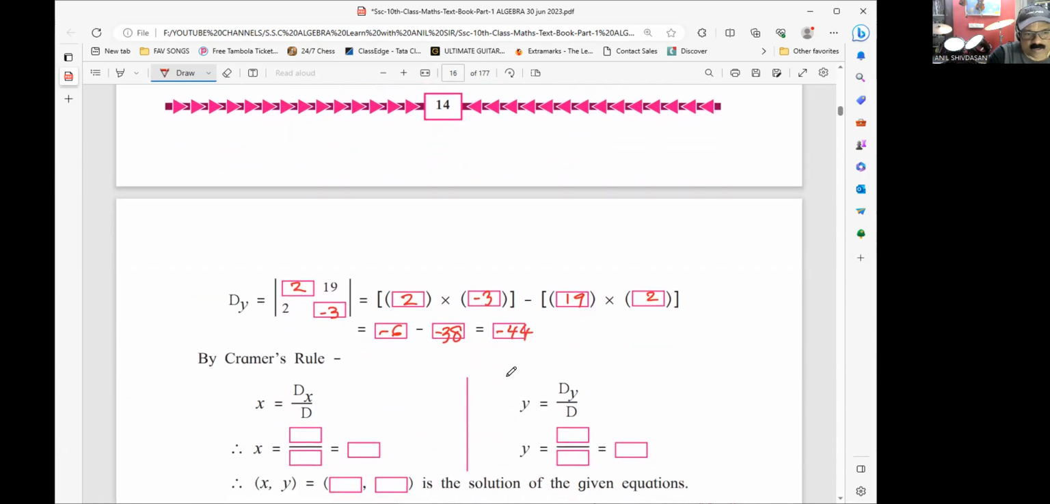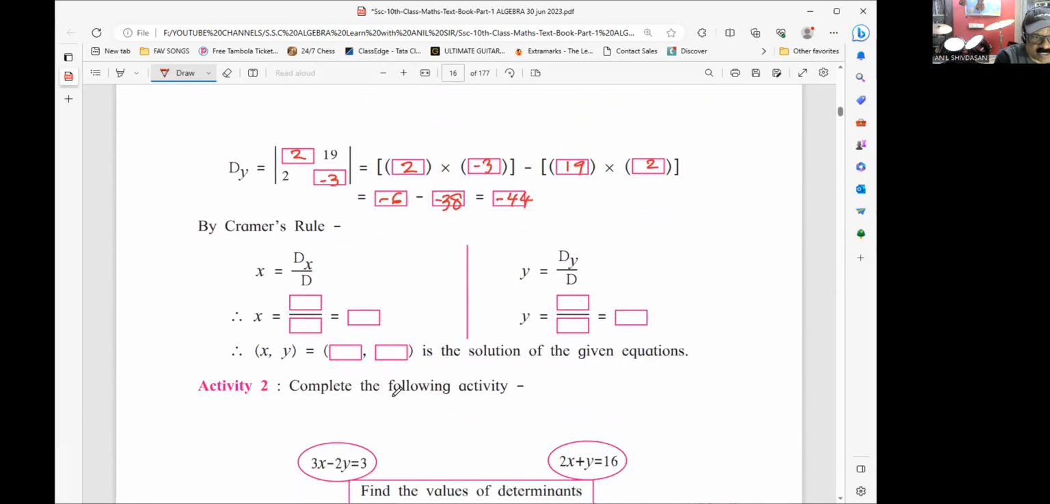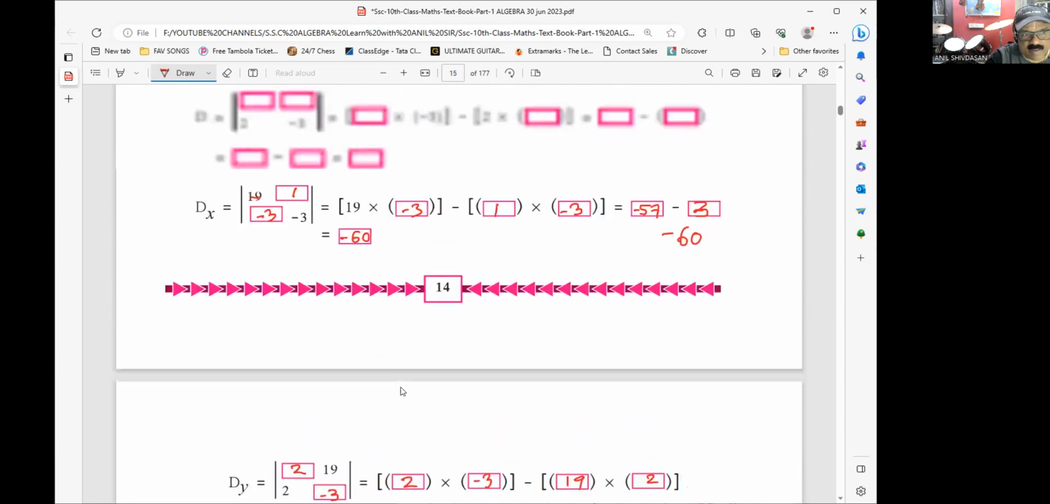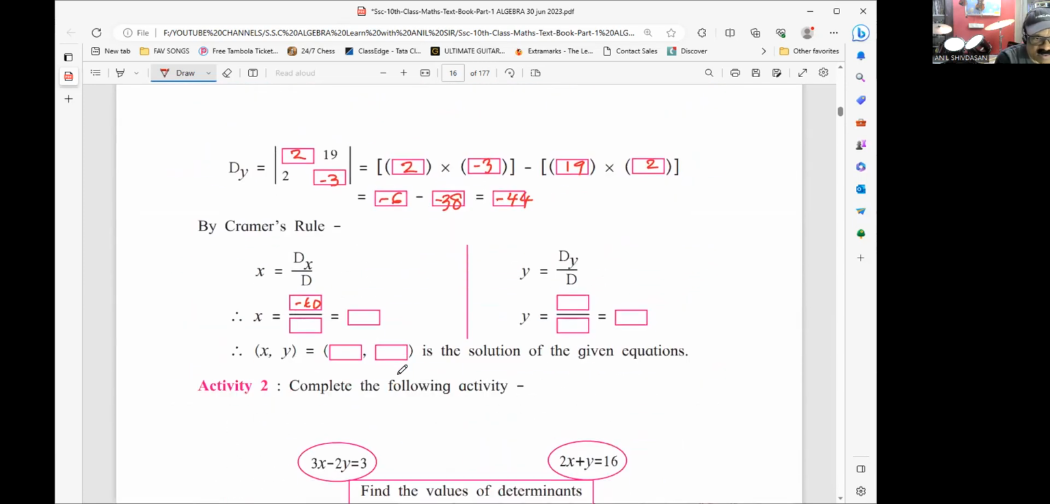So what is Cramer's rule? By Cramer's rule, x is Dx upon D. Dx is minus 60, and D is minus 8. So minus 60 upon minus 8. Dividing by 4, we get x equal to 15 upon 2. Okay, 15 upon 2 is nothing but 7.5.